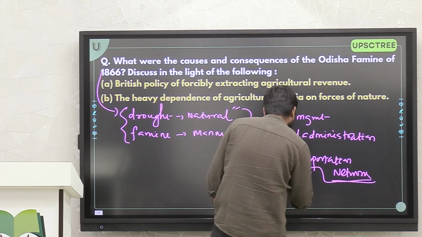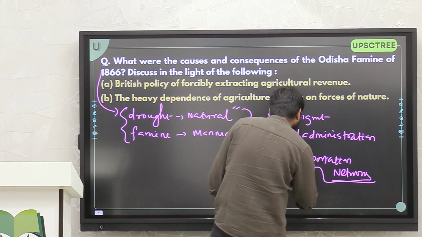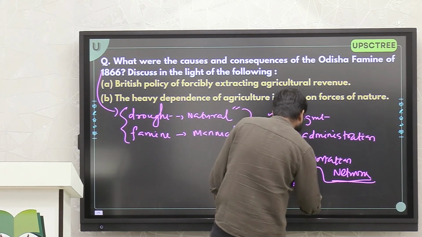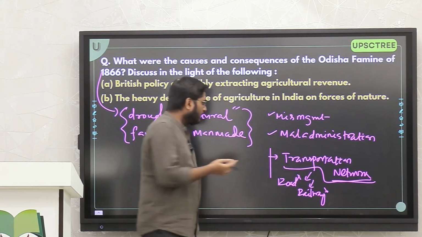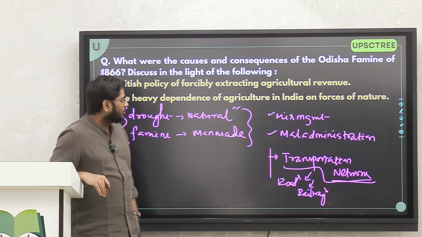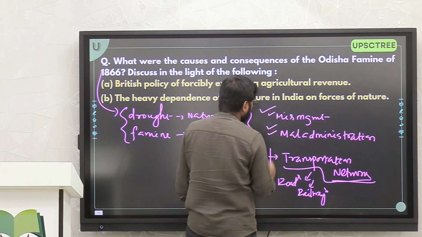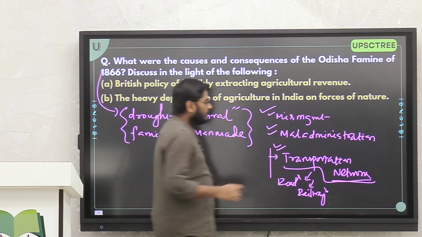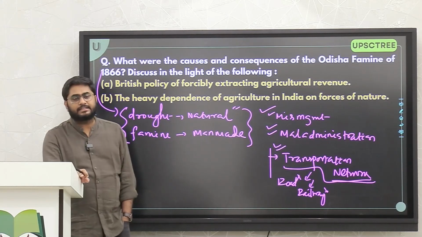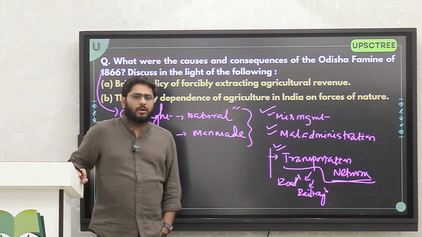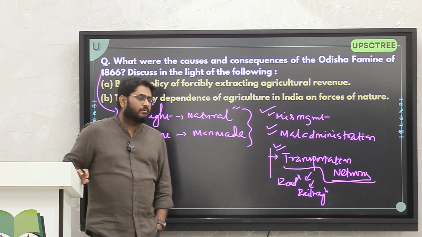We had barely any good roads, अच्छे roads नहीं थे, railway line ज़्यादा कुछ नहीं था, inland waterway भी इतना ज़्यादा कुछ नहीं था. So three things: mismanagement, maladministration, and failure of the transportation network. These are the three reasons why nearly 1 million people died in the Odisha famine. ठीक है.